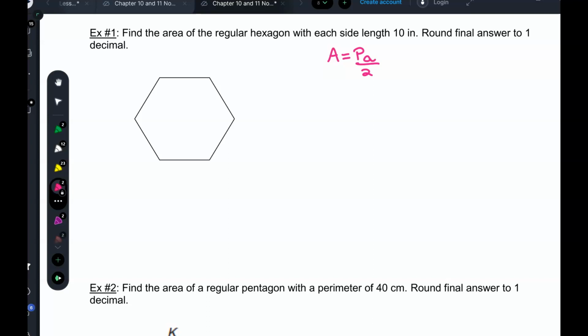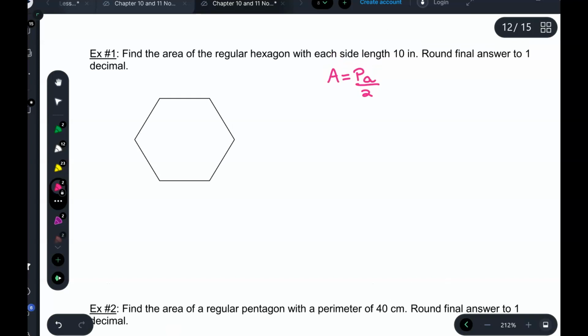It says find the area of the regular hexagon. So hexagon means we have 6 sides, where each side is 10. So then I know the perimeter has to be 60. Okay, so I have 60, but I need to figure out what the apothem is going to be.